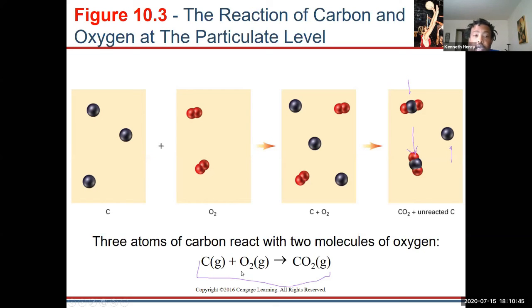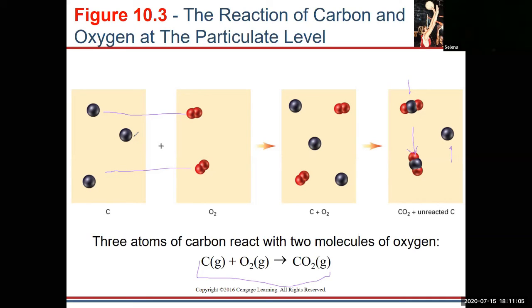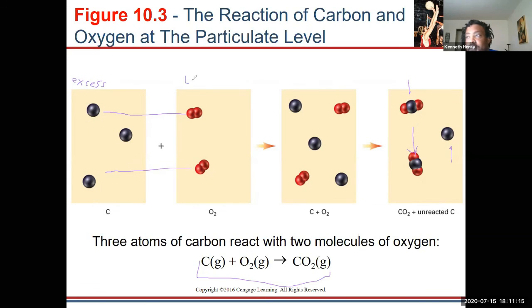So we can only use up enough oxygen that we have compared to the carbon, and this guy will be left over. So we need to figure out who's going to be in excess and who's going to be limiting. Who's in excess in this case? The carbon. Carbon is in excess. And then that means by default, oxygen is limiting, so the oxygen is going to determine how much we can make.